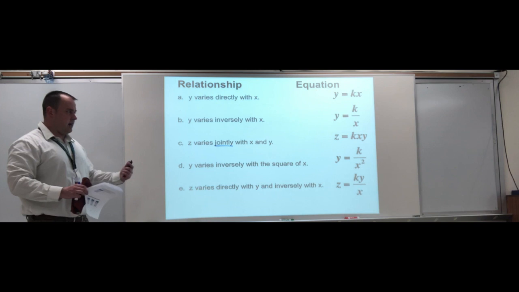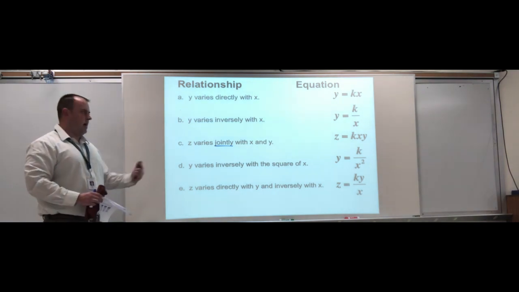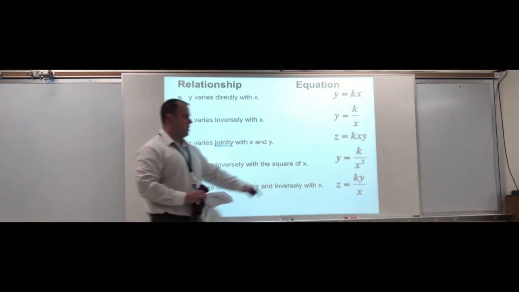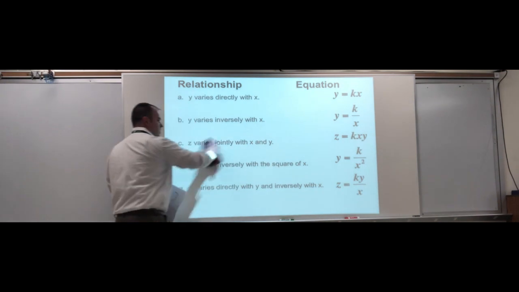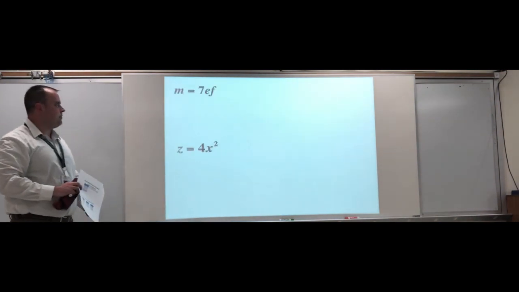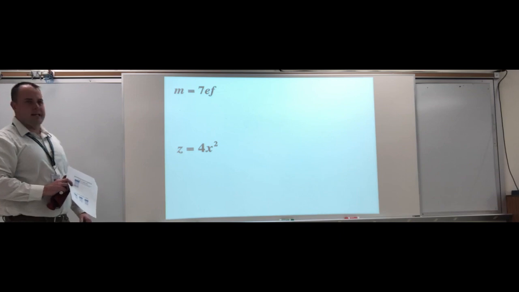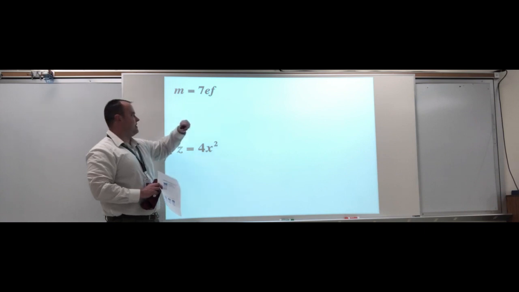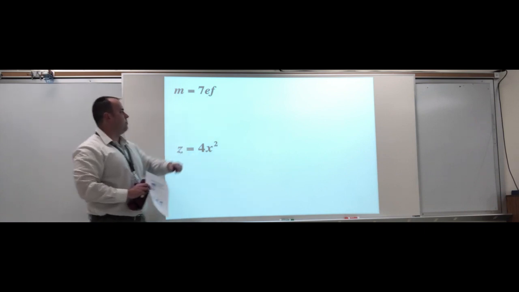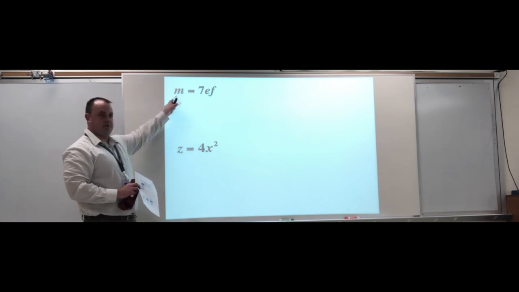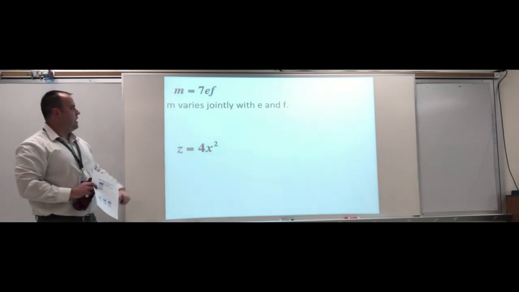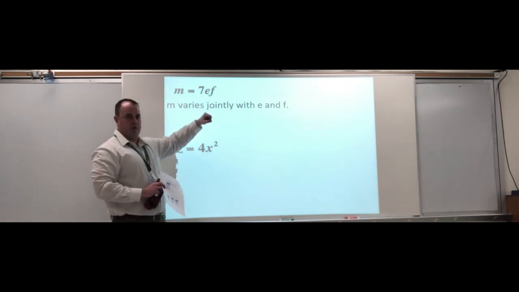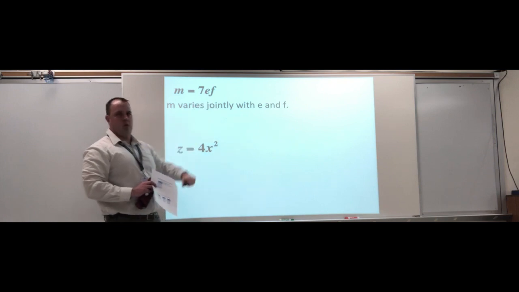Now, what you're going to have to do is look at these and see how we can put those together. How are these variables being mixed together with all these statements? Always remember you're starting with the variable that's by itself. So if we're looking at two examples here, we have M equals 7EF. Think about what's happening. Our constant is 7. That's what you need to be able to identify. And it's being multiplied by E, multiplied by F. So if I'm writing this out, I'm going to start with M by itself. M varies jointly with E and F. Jointly because it's being multiplied and it's more than one variable. So use jointly when there's more than one variable being multiplied.